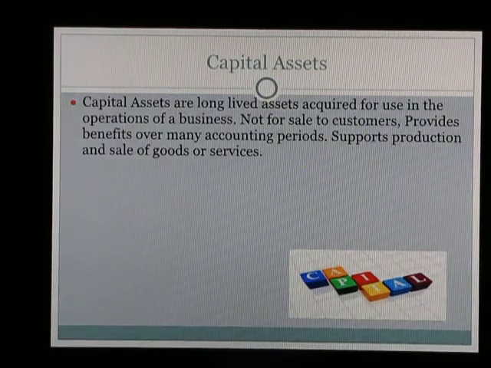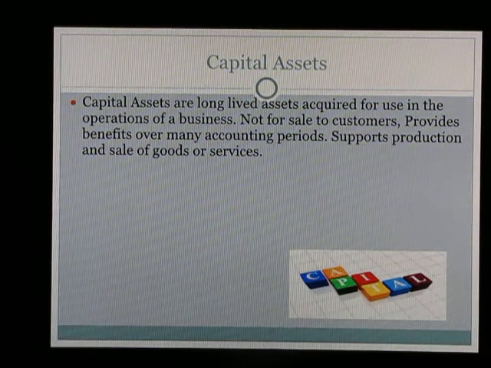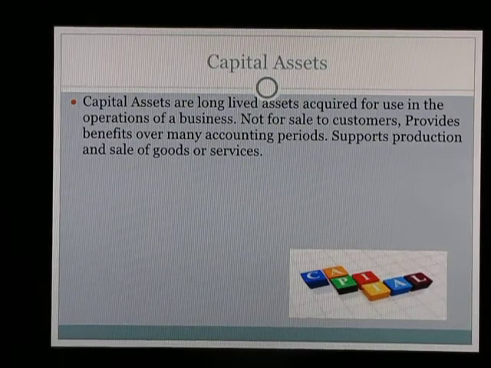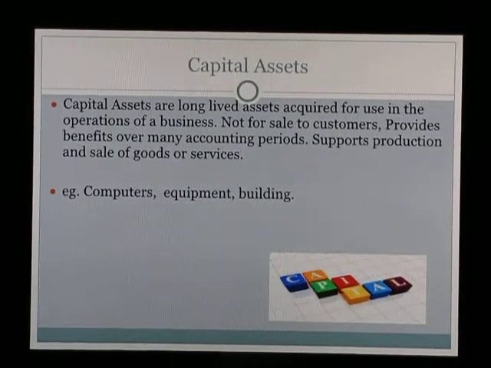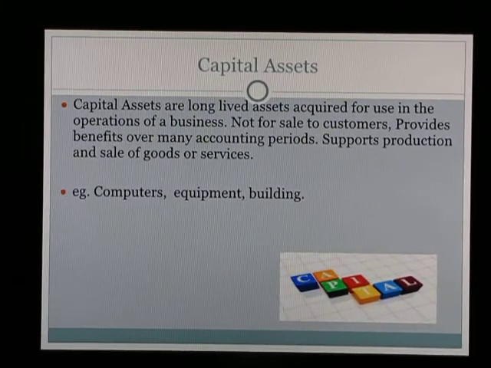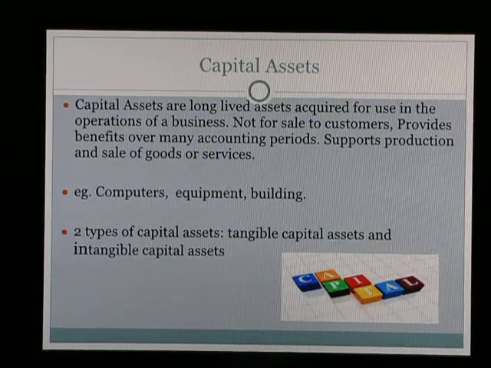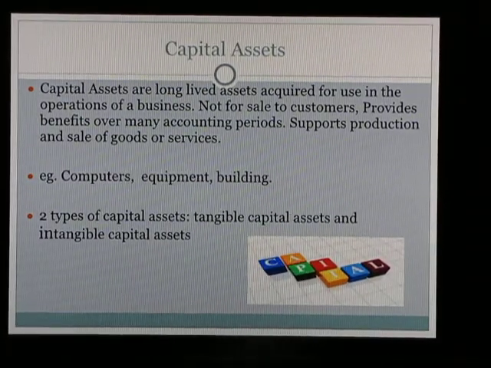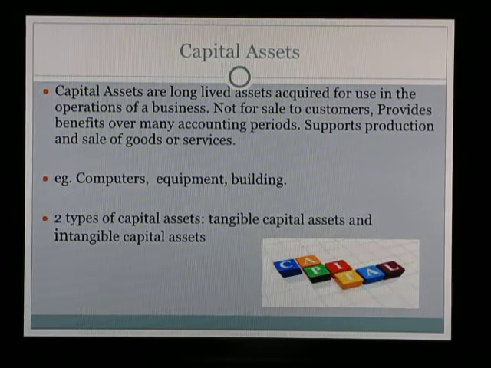Capital assets. Capital assets are long-lived assets acquired for use in the operation of a business. They are not for sale to customers. Capital assets provide benefits over many accounting periods. They support production and sale of goods or services. For example, capital assets may include equipment, buildings, or computers that they use. There are two types of capital assets: tangible capital assets and intangible capital assets. For example, computer software would count as an intangible capital asset.